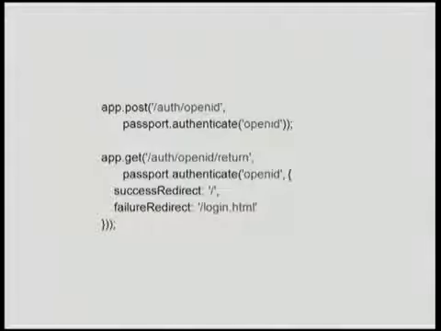And then the second route is the same URL that we specified earlier for the return path. When the OpenID provider redirects back to this application, it's going to redirect to that URL with some added encrypted stuff and query parameters. Again, we send that to Passport and tell it once it's verified that everything is good, what to do on success, or else what to do on failure.